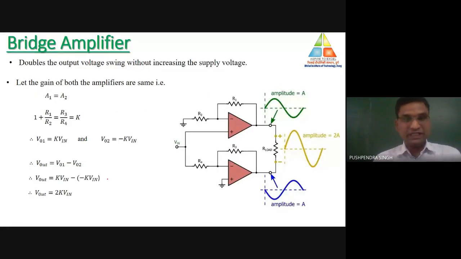So the next topic, the last topic of today's lecture, is the bridge amplifier. As per the name, we need to amplify the signal generated with the help of a bridge. So whatever signal is generated with the help of the bridge, that would be amplified. And how can we amplify? That signal can be amplified with the help of an operational amplifier. Why? Because mostly we are using the operational amplifier for amplification.